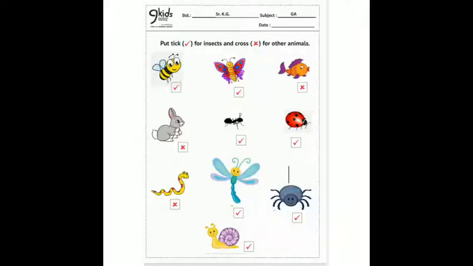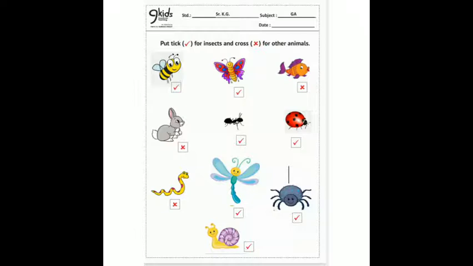Now we will see solution for the given worksheet. I hope you all have done. Here we have to put tick for insects and cross for other animals. So first picture is of a bee. Bee is an insect, so we will put a tick. Next is a butterfly. Yes, it is also an insect, so we will put a tick. Next is a fish. No, fish is not an insect, so we will put a cross in the box.